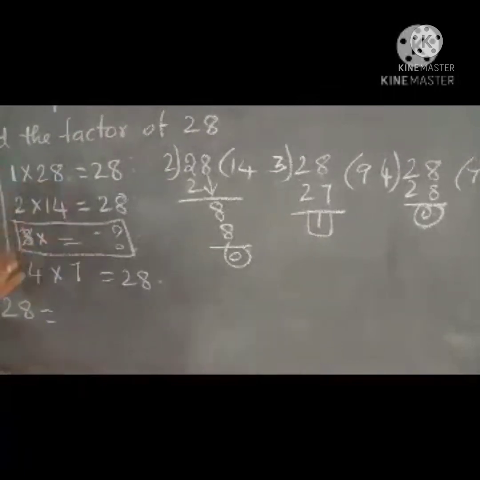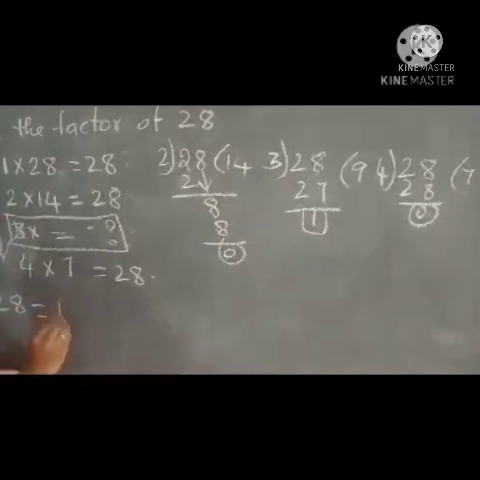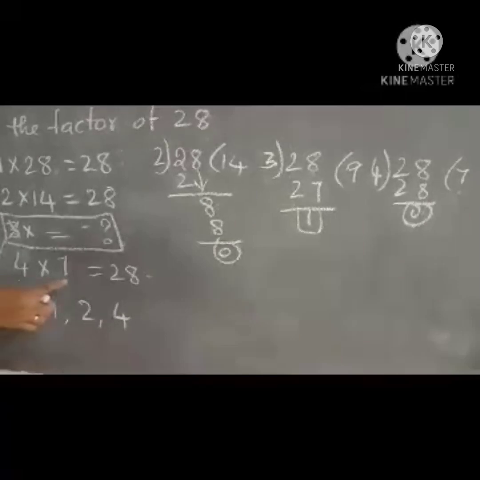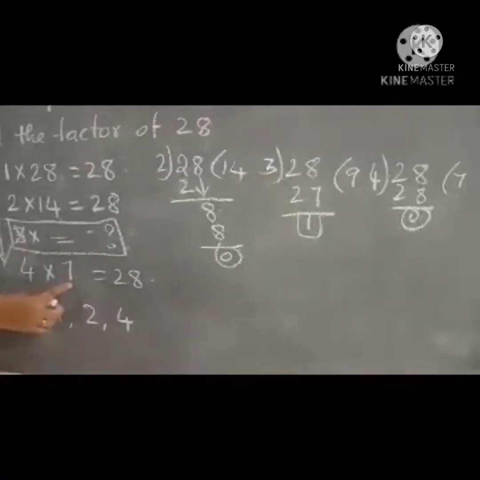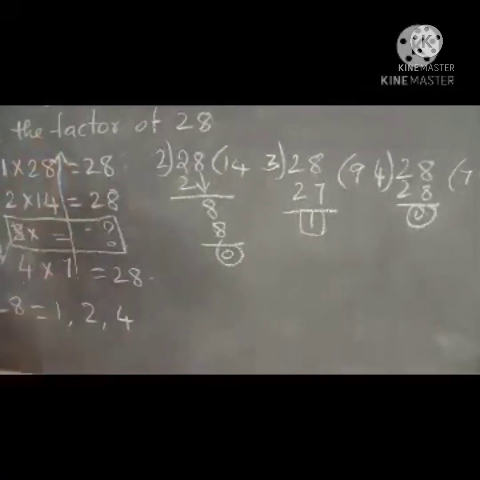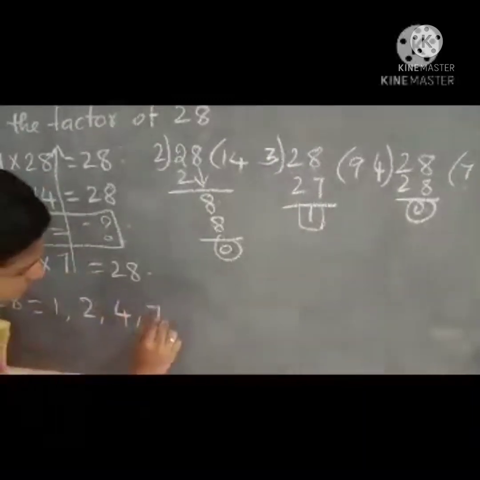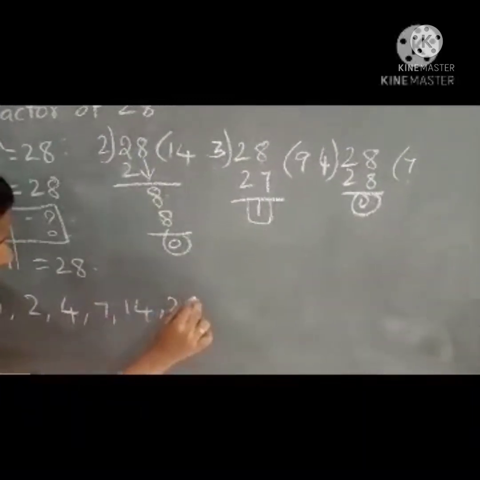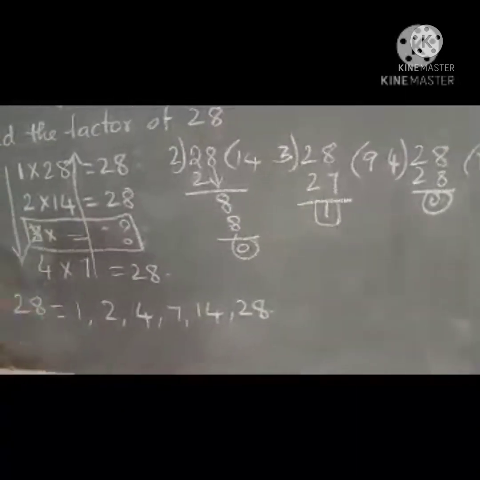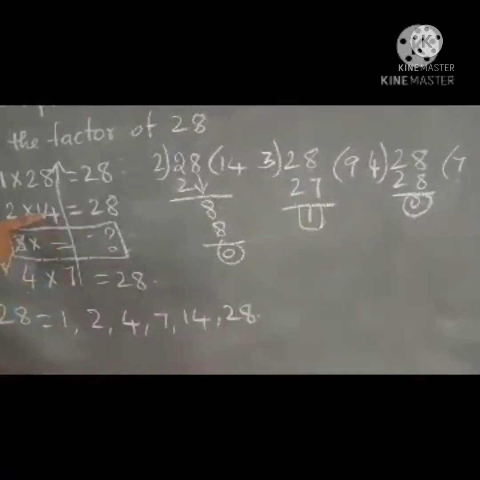See here, first we have to go through the line like this: 1, 2, 4. After completing the 4, again see this number. What is this number? 7, no? 7, 14, 28. Like this we have to write. See children, what are the factors of 28? 1, 2, 4, and again 7, 14, 28.